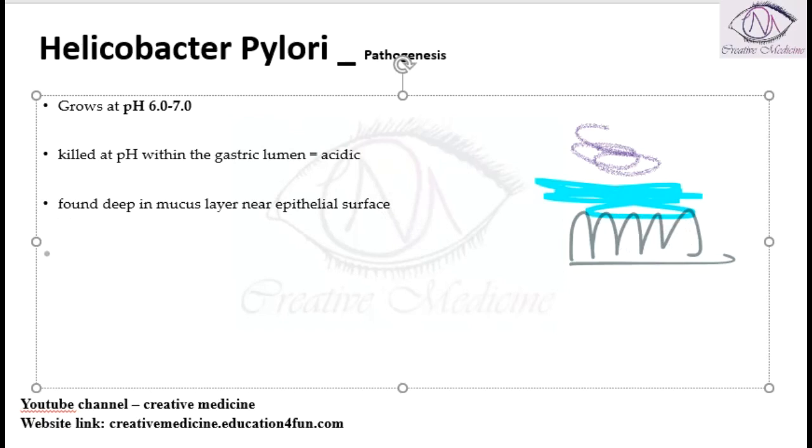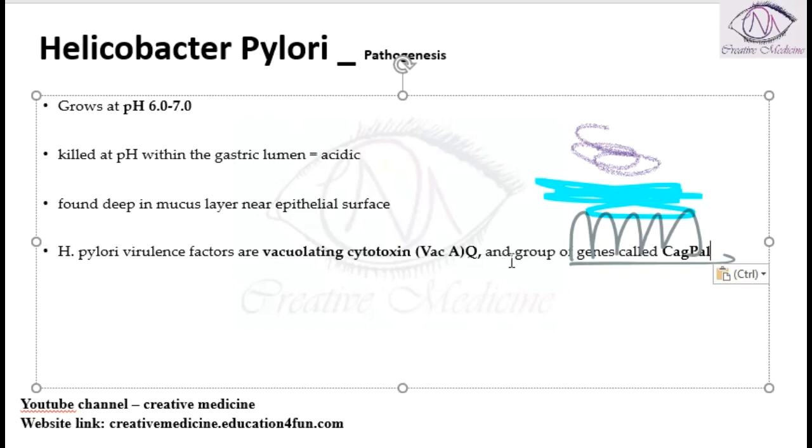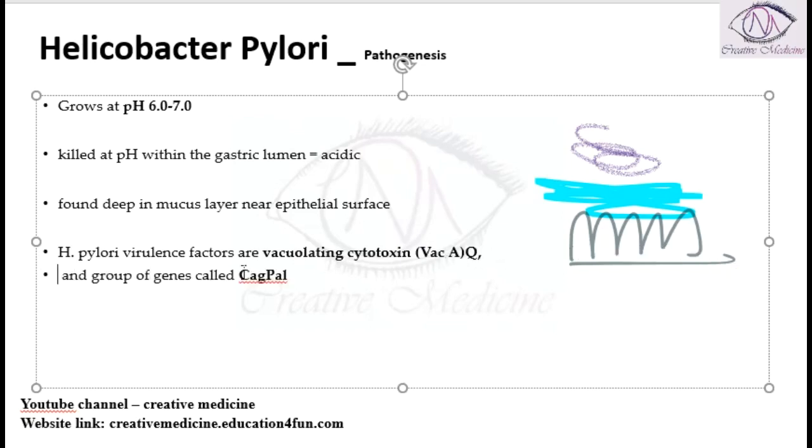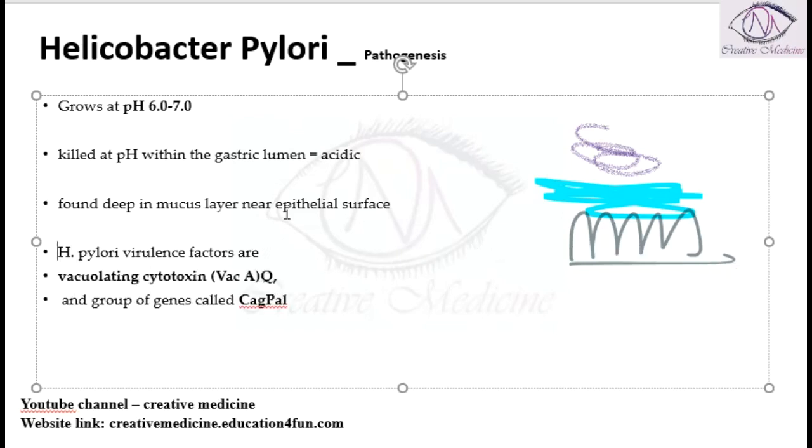gastric pH. Then the virulence factors of H. pylori are very important for causing the disease. So the virulence factors of H. pylori are called as VacA, which is called vacuolating cytotoxin. And then we also have a group of genes which act as virulence factors, which are the CagPAI genes, which also act as virulence factors.